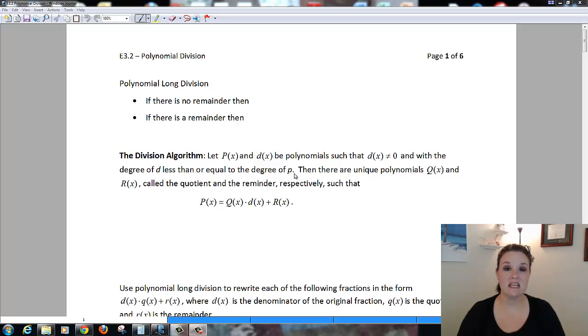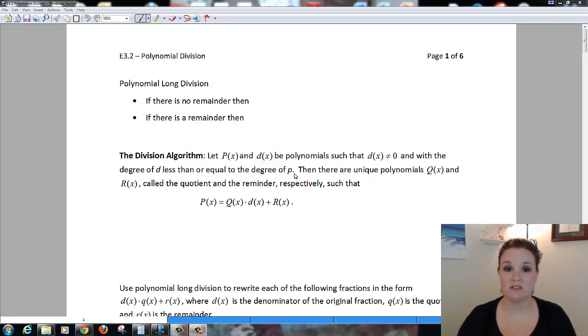So this is E3.2, which is polynomial division. We're going to go over long division and also synthetic division. Okay. For polynomial long division, sometimes we get a remainder and sometimes we don't.